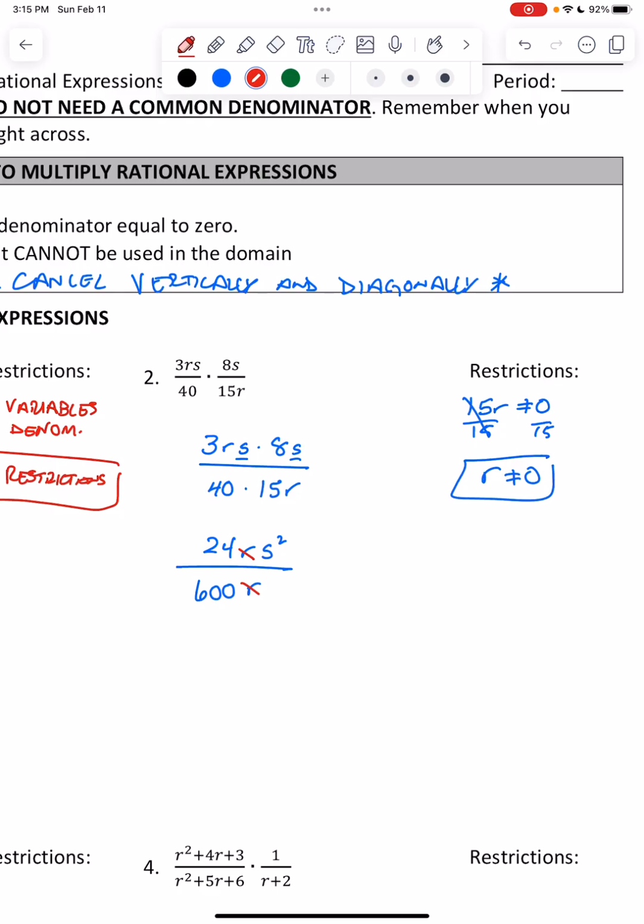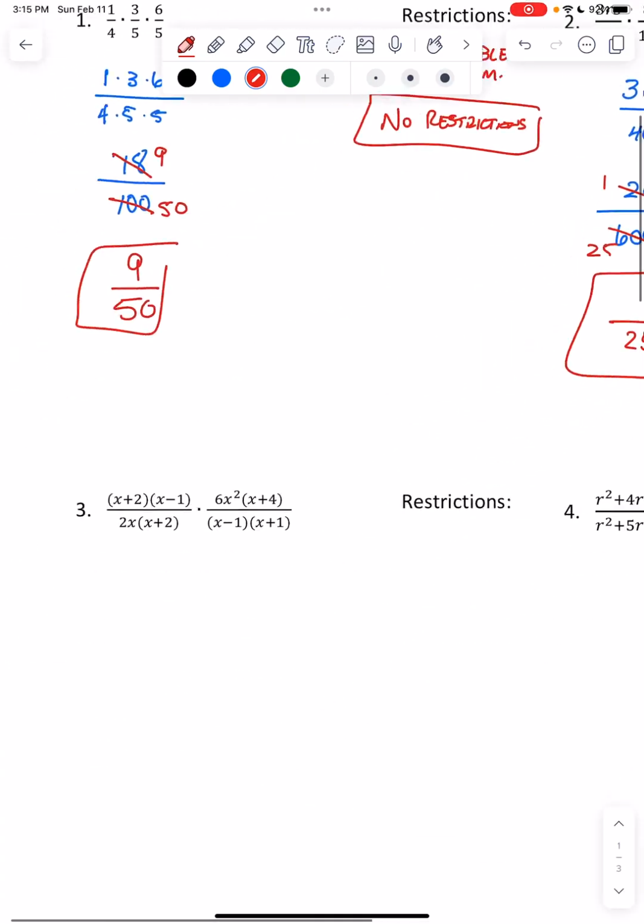And then 24 and 600, what can we divide out of those two? We can actually, 24 goes into both of those. So we can divide out 24. 600 divided by 24 is 25. So what we've got left here is we got 1 and then S squared. So S squared over 25, with the restriction R cannot be 0. Okay, so that's what we're working with.